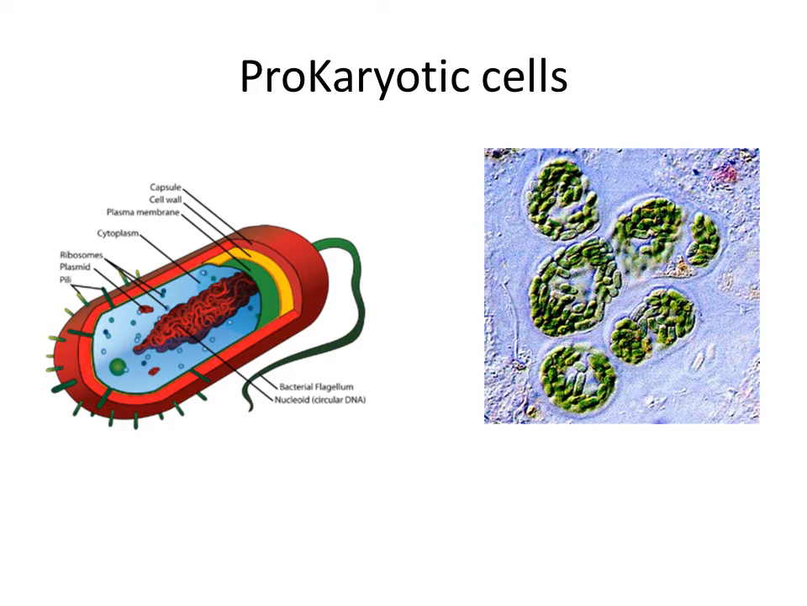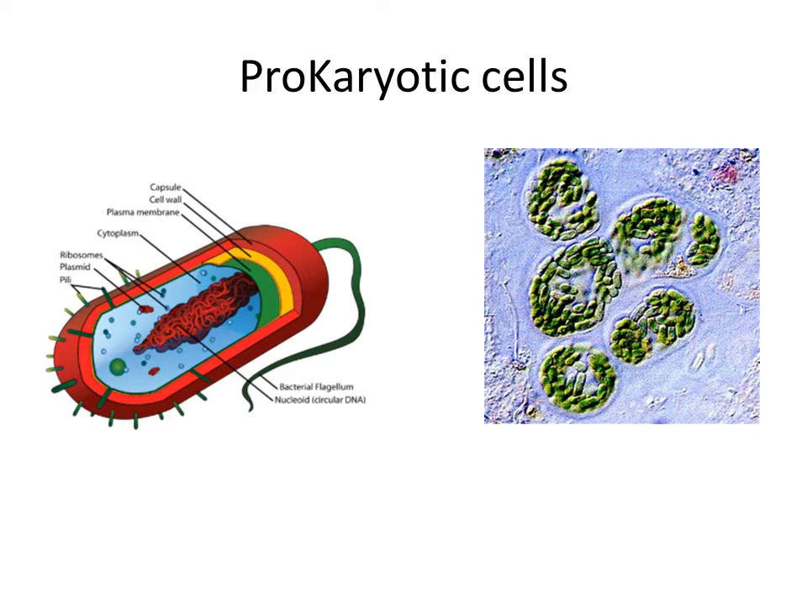Prokaryotic cells. These are the primitive type of cells. Why are they called prokaryotic cells? Why are they primitive? They are called primitive because the nucleus, that is the DNA material, is naked. That means the DNA material is not enveloped by the nuclear membrane. There is no distinct nucleus in prokaryotic cells.